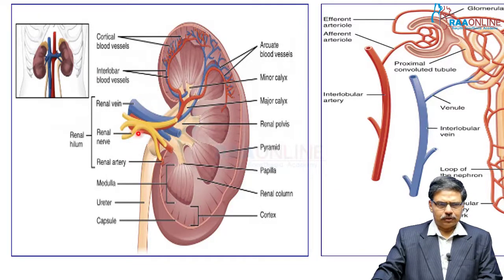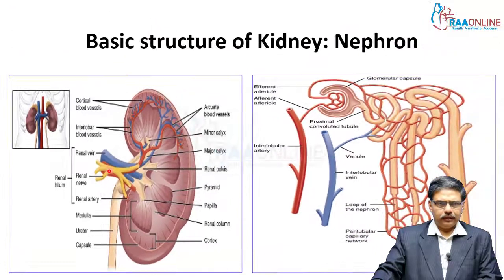This part is called the renal hilum. The renal artery, as you can see here, branches further as it enters the kidney into the interlobar artery, arcuate artery, and interlobular artery, and the interlobular artery gives rise to what is called the afferent arteriole.